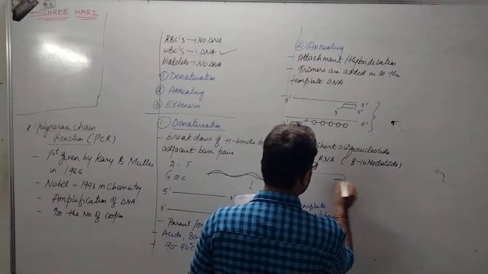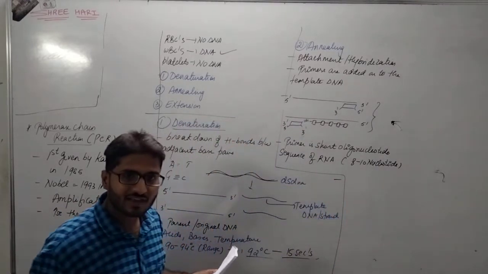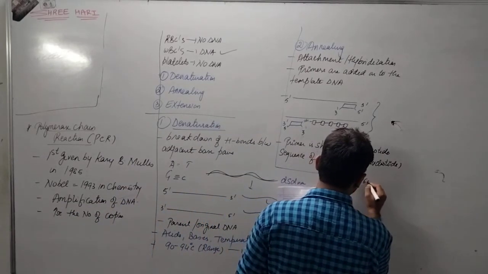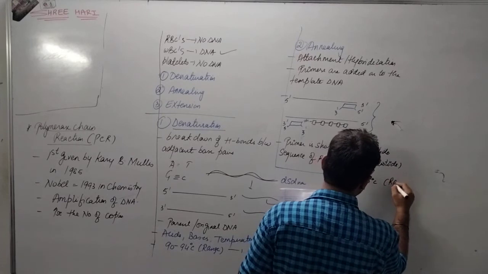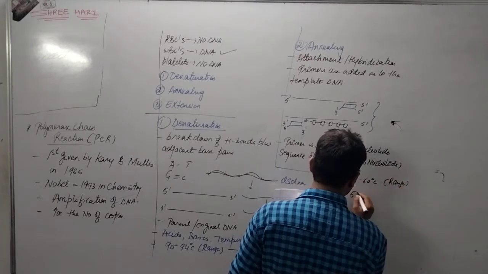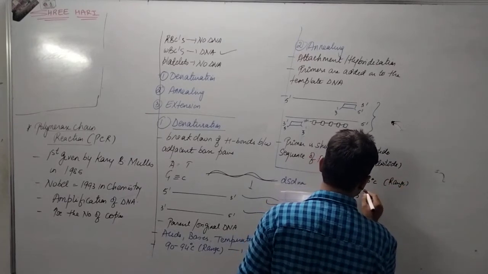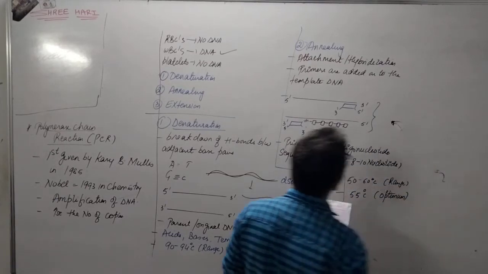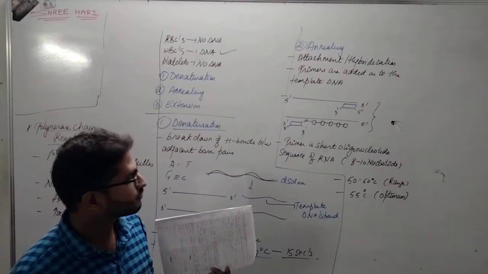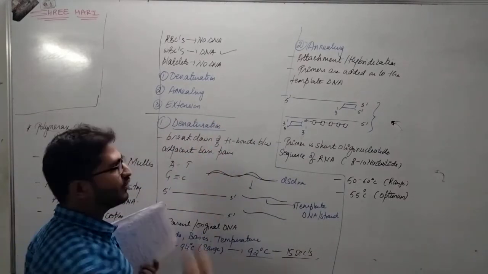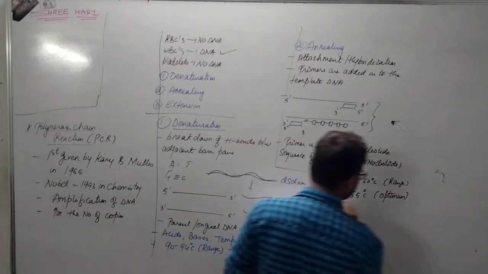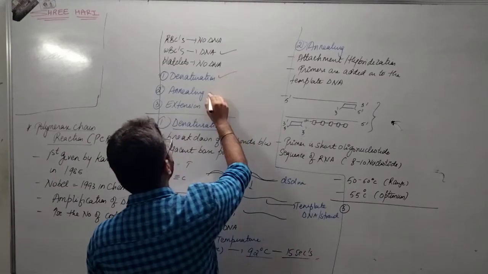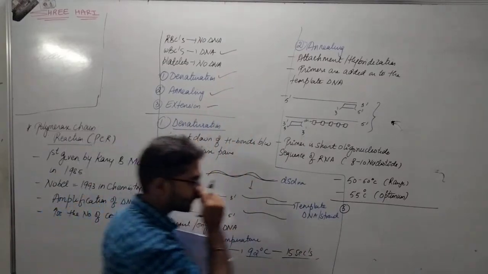Now the annealing basically takes place at a lower temperature. The temperature that is required is 50 to 60 degrees Celsius. That is the range of the temperature, and the temperature optimum is 55, or you can say 56 degrees Celsius, is the optimum temperature where annealing is carried out. Right? So denaturation, we have studied annealing. Then the third step is extension or elongation. So denaturation done, annealing done, now extension or elongation.